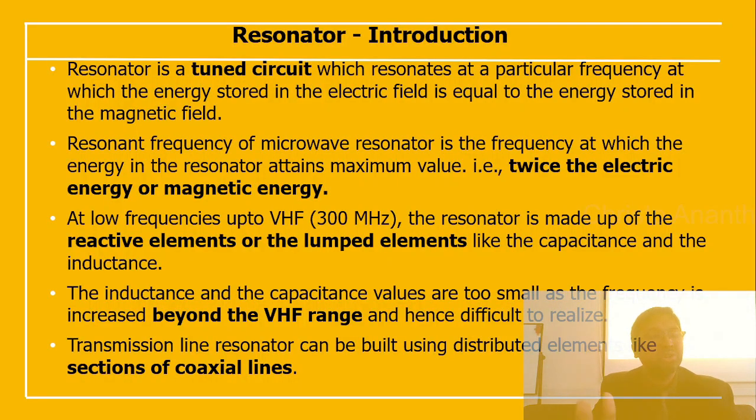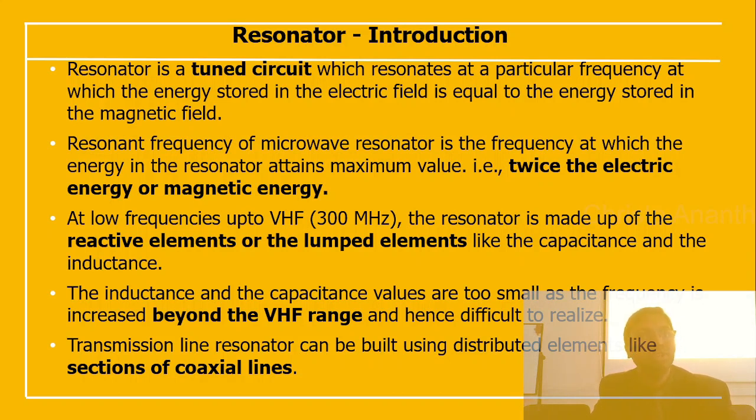Right. So a resonator is actually a tuned circuit which is going to resonate at a particular frequency. Here the energy stored in the electric field would be equal to the energy stored in the magnetic field. So that's resonation. The resonant frequency of the microwave resonator is the frequency at which the energy in the resonator achieves a maximum value. That would be twice the electric energy or twice the magnetic energy.